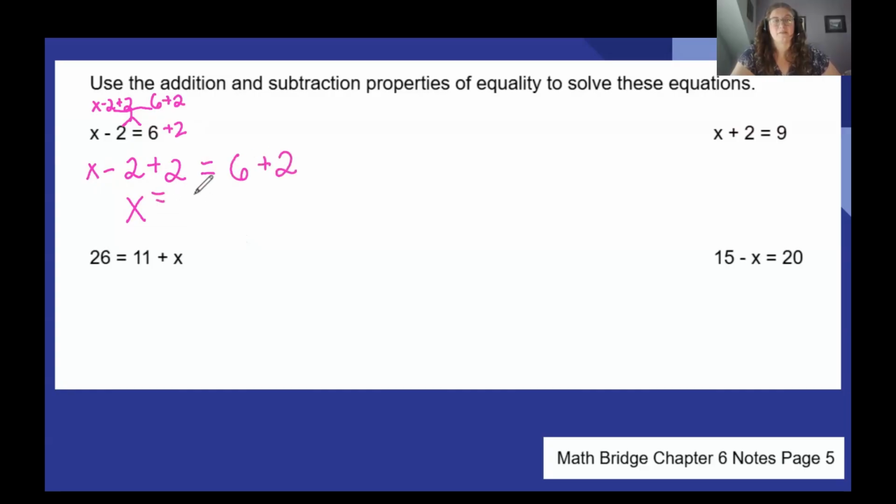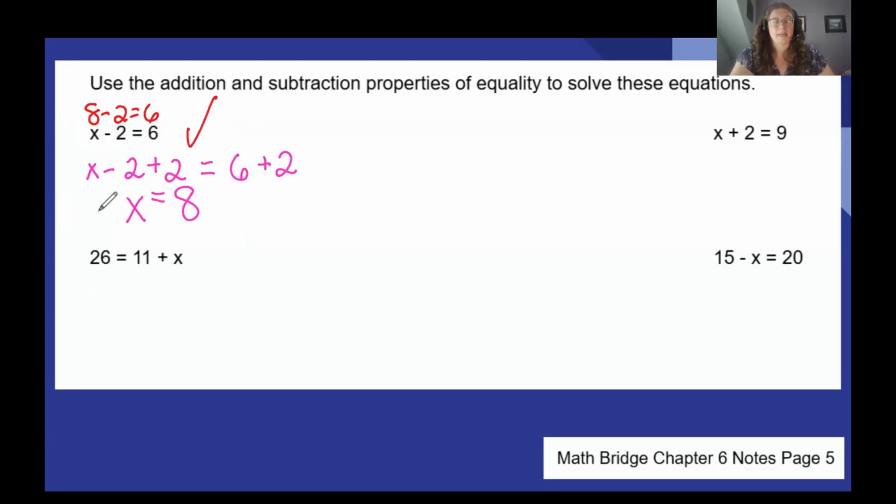6 plus 2 is 8. So we've solved x equals 8, and we can check our work here, right? X minus 2 equals 6. If we substitute 8 for x, is this equation true? Is 8 minus 2 equal to 6? Yes, 8 minus 2 is 6. 6 equals 6, so that checks out.